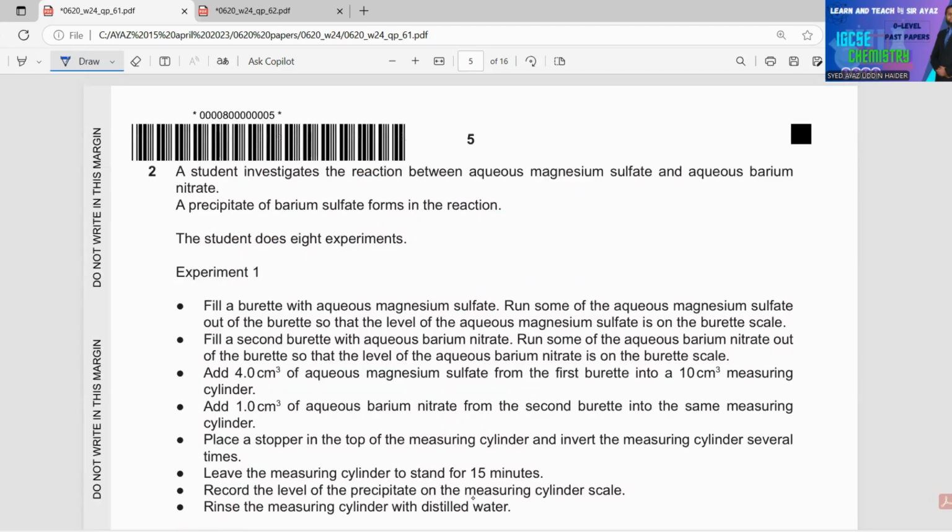Next question, which is question number 2. A student investigates the reaction between aqueous magnesium sulfate and aqueous barium nitrate. A precipitate of barium sulfate forms in the reaction. The student does 8 experiments.